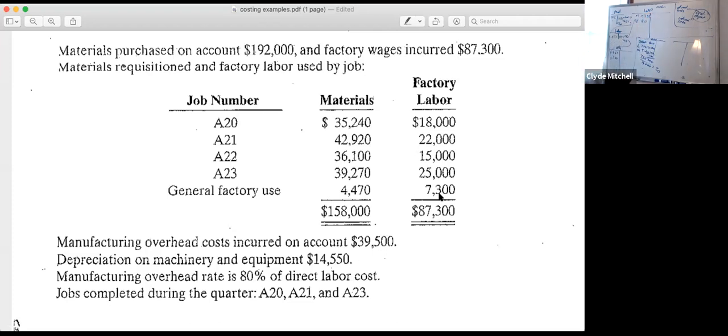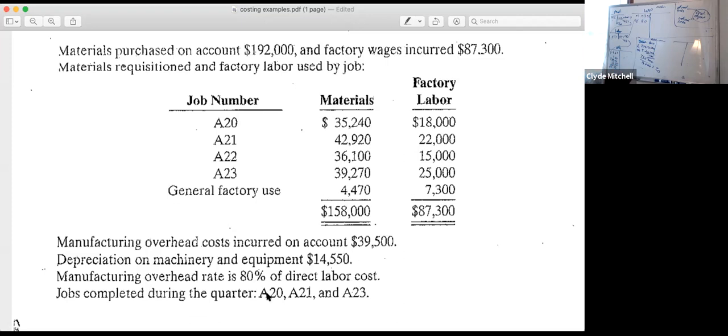Finally, we're going to get to overhead. So there's additional information here about other overheads other than materials and labor. We have manufacturing costs of 39.5. We have depreciation of 14.55. We can add that all up and get a grand total. The grand total of our overheads, including our indirect materials and our indirect labor, plus the 39.5 plus the 14.55 will give us 65.82.